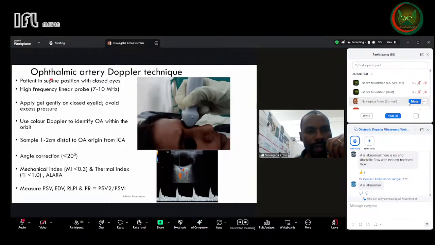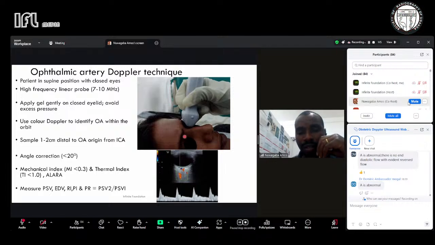So the technique for ophthalmic artery is such that the patient lies supine with the closed eye, and we use a high frequency linear probe, which should be in the range of 7 to 10 megahertz, and the probe is held horizontally, and the notch points to the right side of the patient. Some people think the right eye is easier to perform.